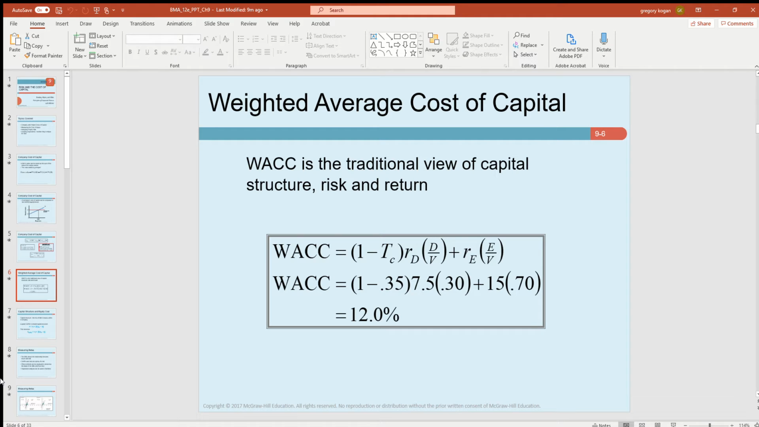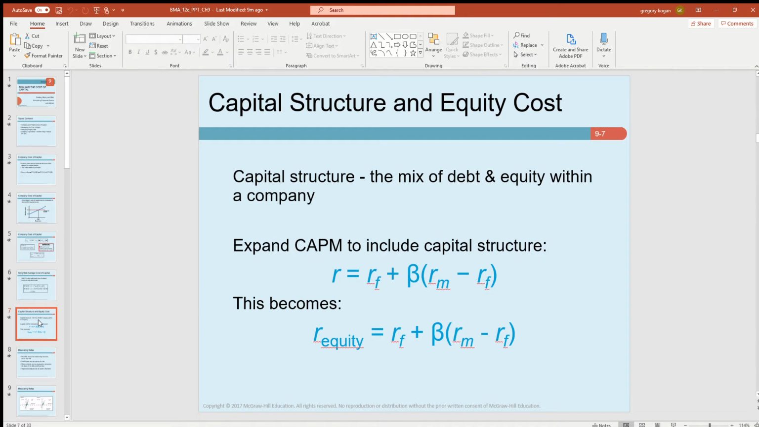So this is kind of an idea of saying, hey, it costs me 12% to fund my assets, basically. Now we're including the CAPM, the capital asset pricing model, to include the capital structure. So we're looking at a capital asset pricing model. Basically, rather than, you're thinking about, I want to compute the cost of equity.